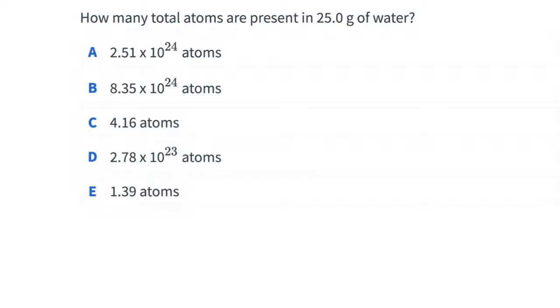So maybe just have you do a problem. How many total atoms are present in 25 grams of water? Let's give this problem a try.